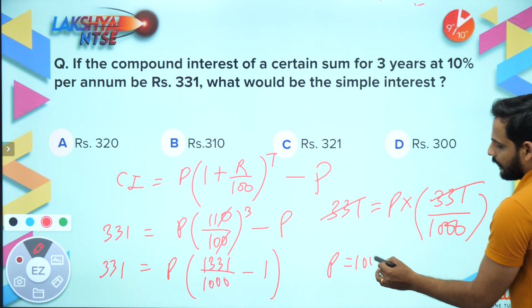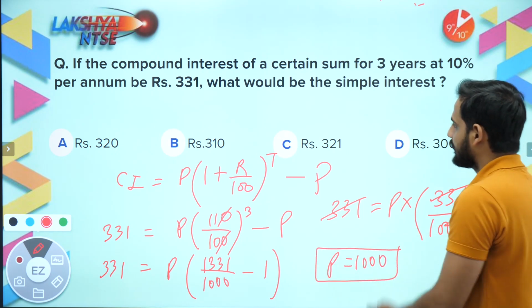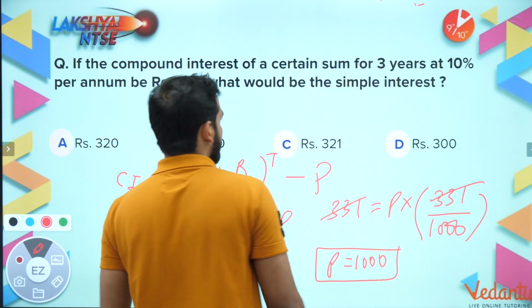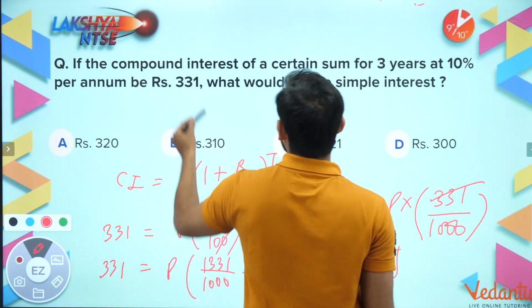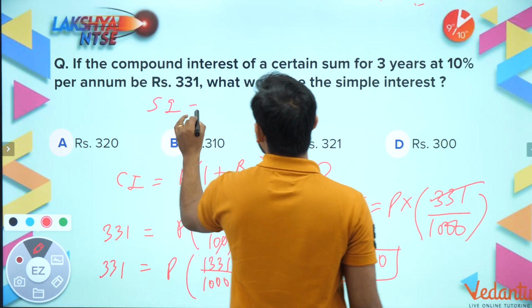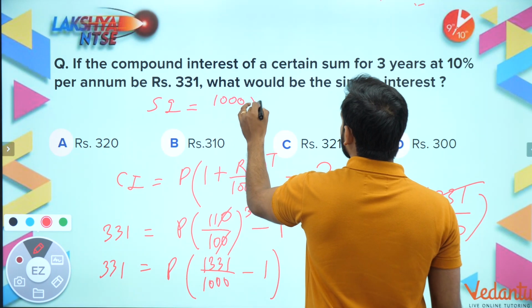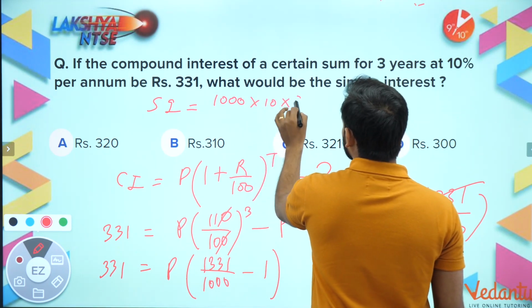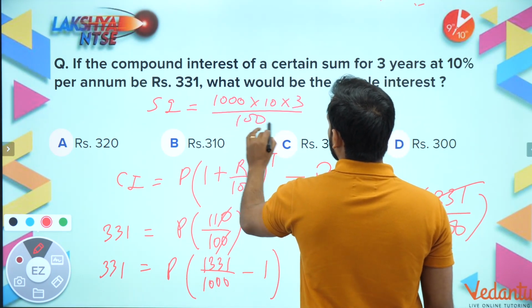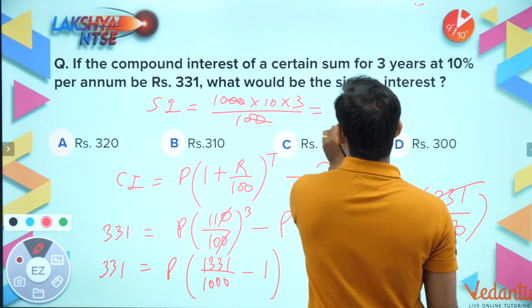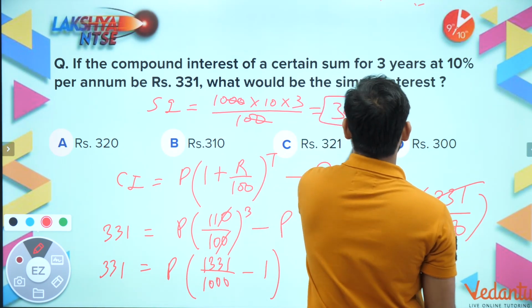Now if P is equal to 1000 rupees, what will be the simple interest? At the same moment, what should be the simple interest? So simple interest will be equal to 1000 into 10% for 3 years upon 100. So these two zeros got cancelled, you got 300 rupees.